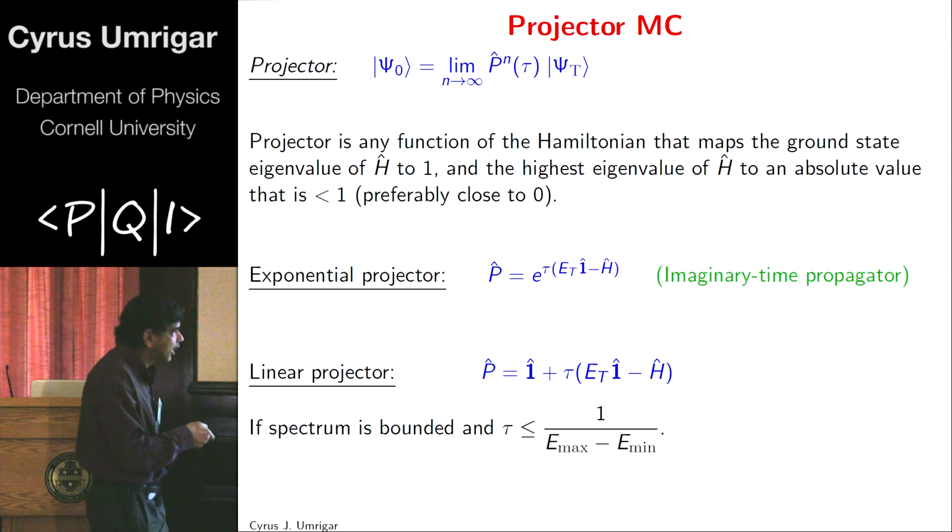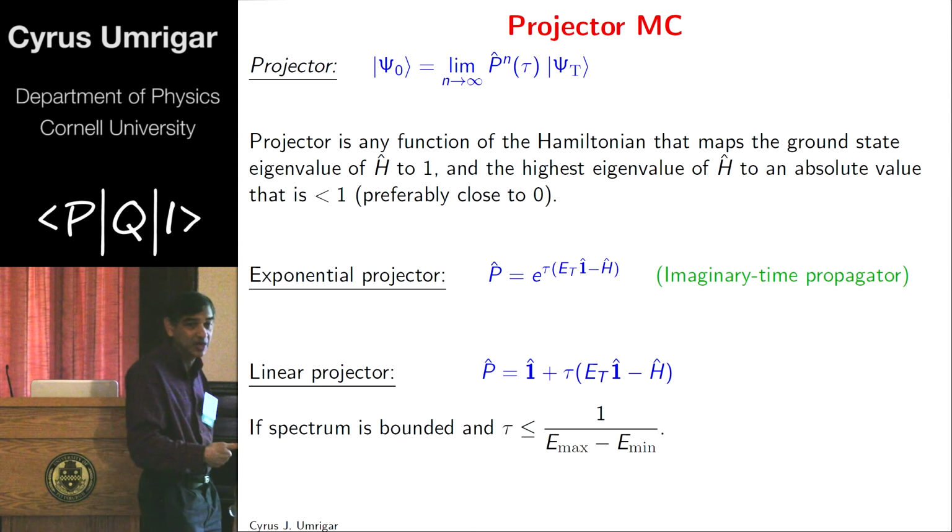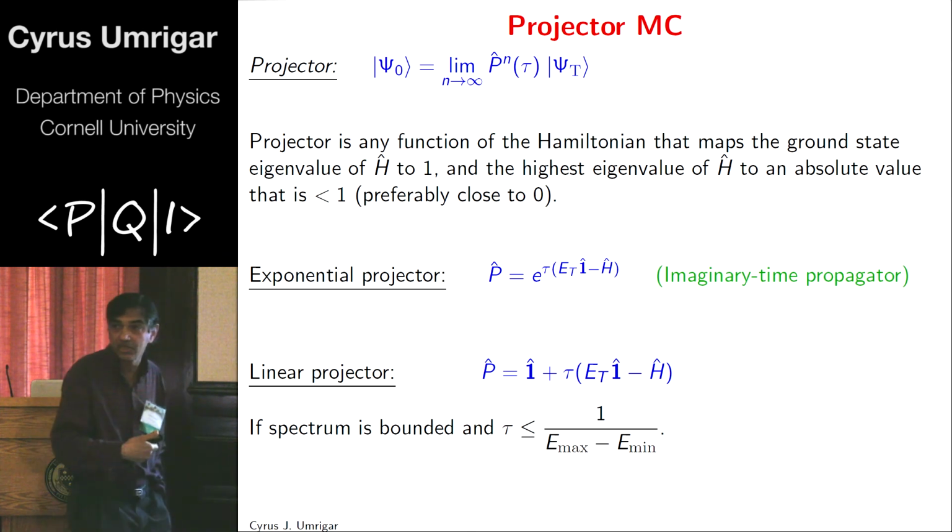Now for the linear projector, for that to be true, you need to have that this tau, which is called the time step, is smaller than some maximum value. Otherwise, you get eigenvalues that are more negative than -1, and so those become the dominant eigenvalues.